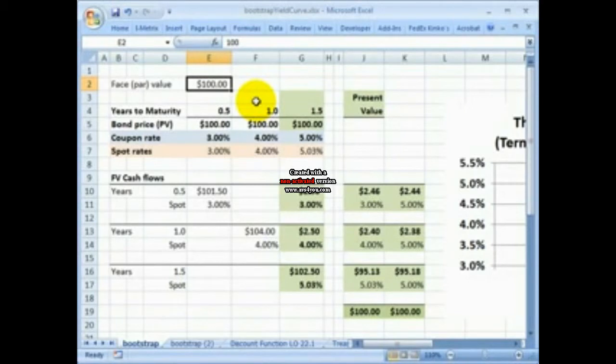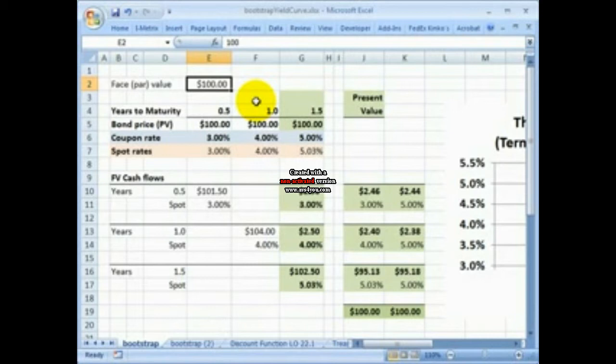Hello, David Harper of Bionic Turtle, and a brief tutorial on how to bootstrap the theoretical spot rate curve. This is something we would do with the U.S. Treasury yield curve because the treasuries are virtually riskless or risk-free.